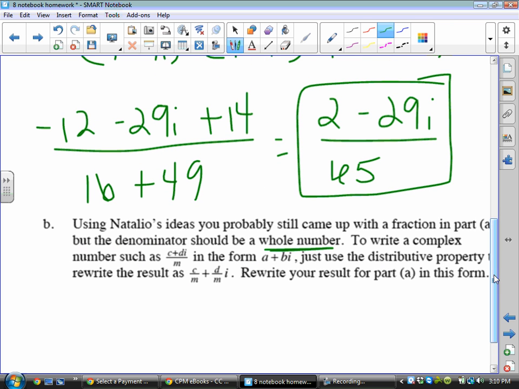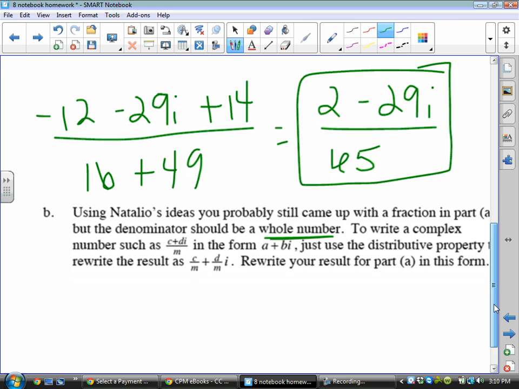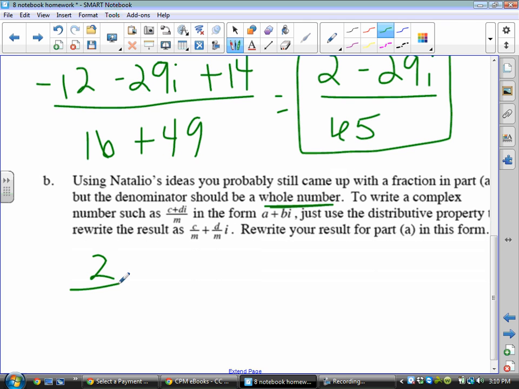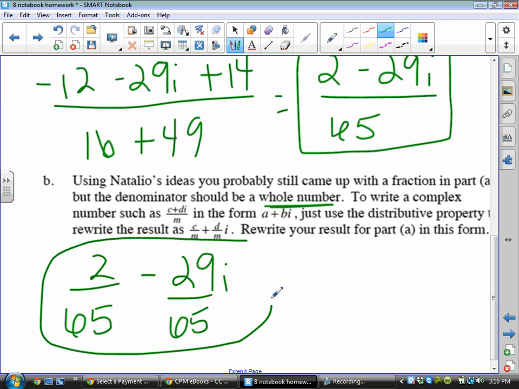So instead of saying all of that divided by 65, I'm going to say two different fractions. So 2 over 65 minus 29 divided by 65, and there was an i with that. Okay? That's all you're doing. So basically this should be our final answer whenever you're dividing complex numbers. Always make it into two little fractions with a whole number on the bottom instead of just one fraction. That's just kind of how they like to have it written.